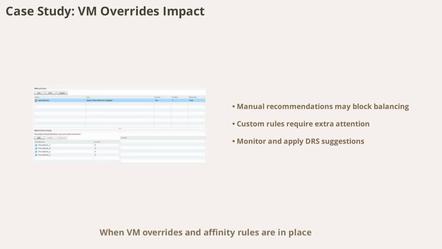When VM overrides and affinity rules are in place, DRS may generate recommendations that require manual approval. If these recommendations aren't applied, DRS can't proceed with further balancing, leading to persistent imbalances. This case study shows the importance of monitoring and acting on DRS recommendations, especially when custom rules are involved.